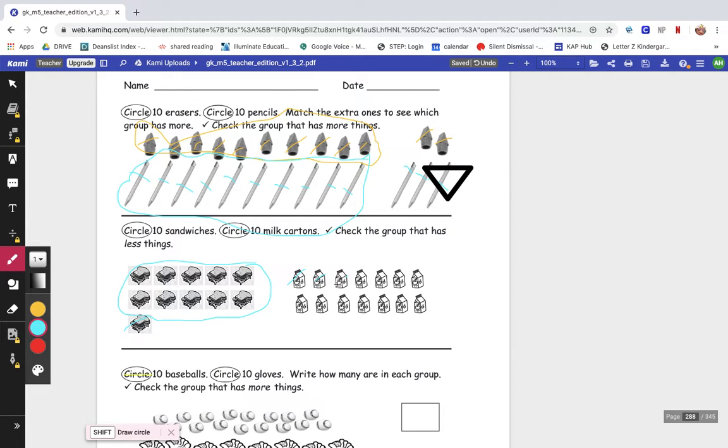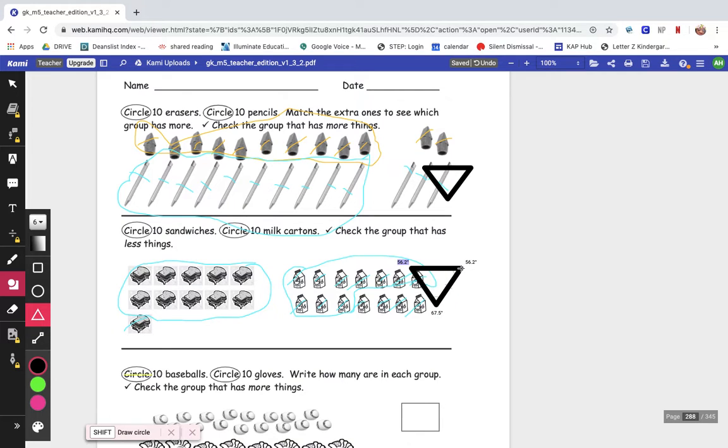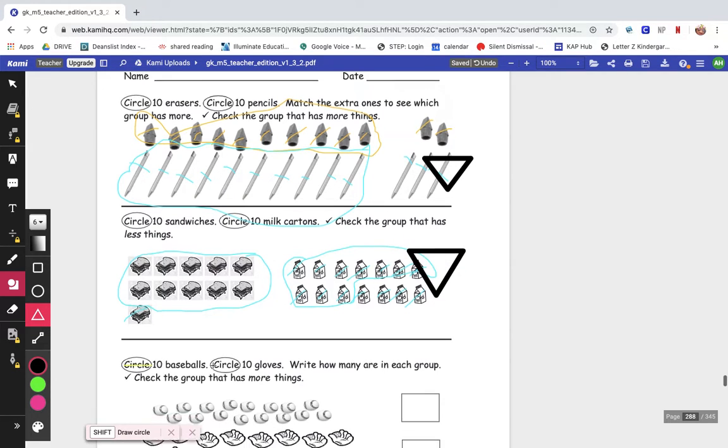1, 2, 3, 4, 5, 6, 7, 8, 9, 10, 11, 12, 13, 14. Okay, I'm going to circle the 10 group that we found there. There's a 10. All right. So this one had 11 and this one had 14. Which group had the largest amount? There were more milks than there were sandwiches. So I'm going to put the triangle there.